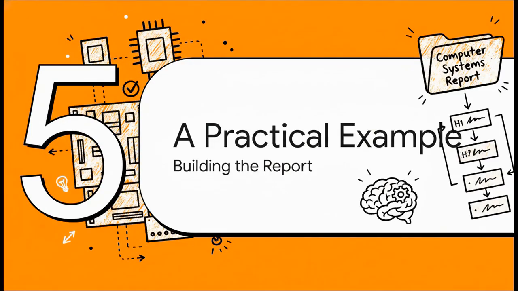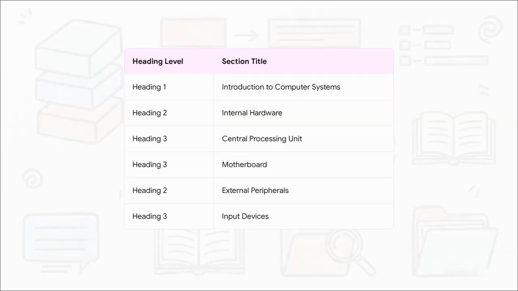Okay, that's enough theory. Let's actually put this into practice. Imagine we're writing a report on computer systems. We're going to build the skeleton together, right now. Just look at this beautiful structure. Introduction to Computer Systems is our heading 1. That's the whole building. The first floor is internal hardware, a heading 2.